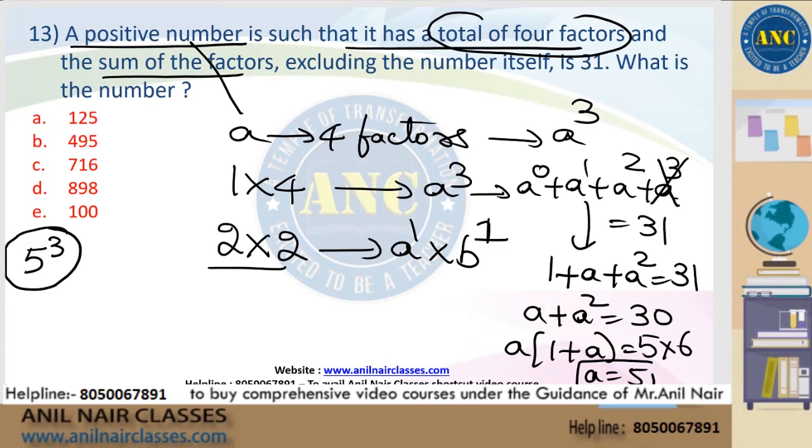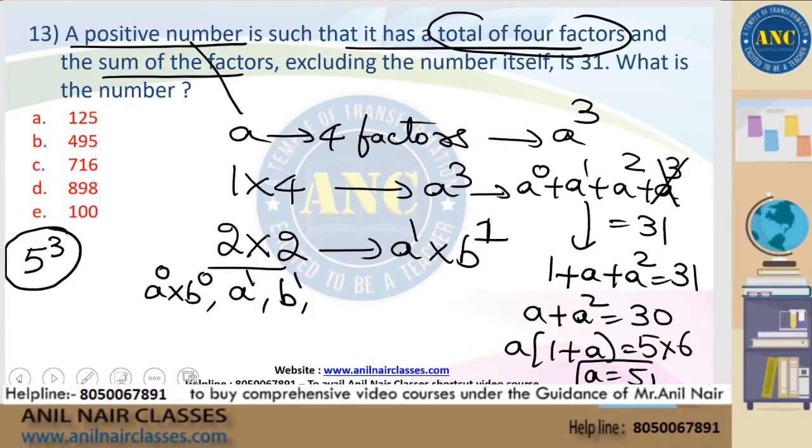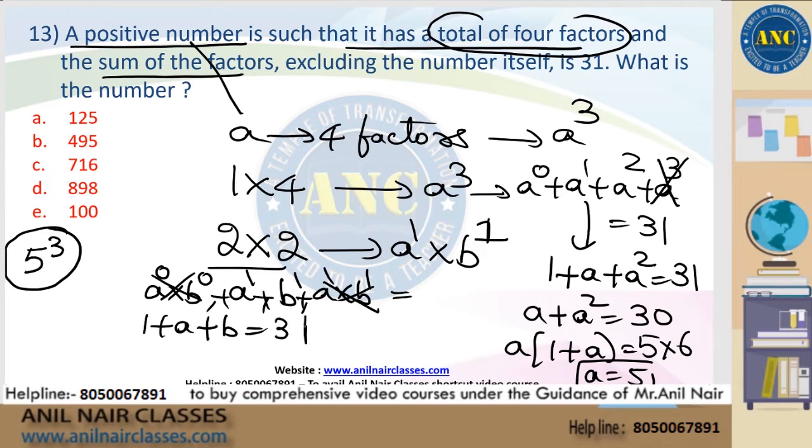Now A into B. What are the factors for this number? A power 0 into B power 0, A power 1, B power 1, and next A power 1 into B power 1. Excluding the number means 1, A, B, so 1 plus A plus B is 31. A plus B is 30.